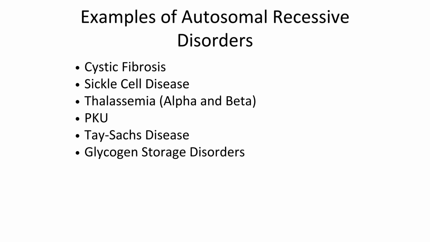Examples of autosomal recessive disorders include cystic fibrosis, sickle cell anemia, both alpha and beta thalassemia, phenylketonuria or PKU, Tay-Sachs disease, and various glycogen storage diseases. Many of these are screened for in newborn testing, so keep them on your radar.